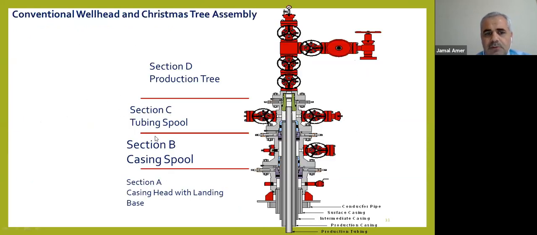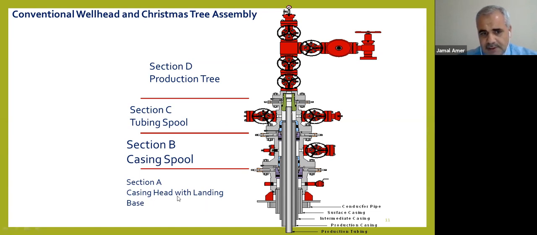As we see here from the photo, the wellhead is divided into 3 parts. Section B and C, and D is the Christmas tree here. So here we see this is the flange. This is the first flange, which separates the Christmas tree and wellhead. So this part from here, we call the section A, casing head with landing base. We call this landing base plate here.